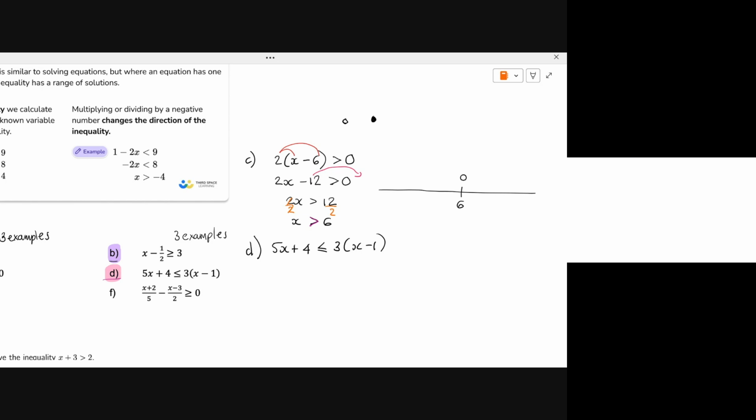Is it acceptable if I say it is positive? Yes, you can. If you said that it's positive 6, is that what you mean, Andile? That you wrote x is greater than positive 6. Is that what you mean? Do you mean x is greater than positive 6, like that?